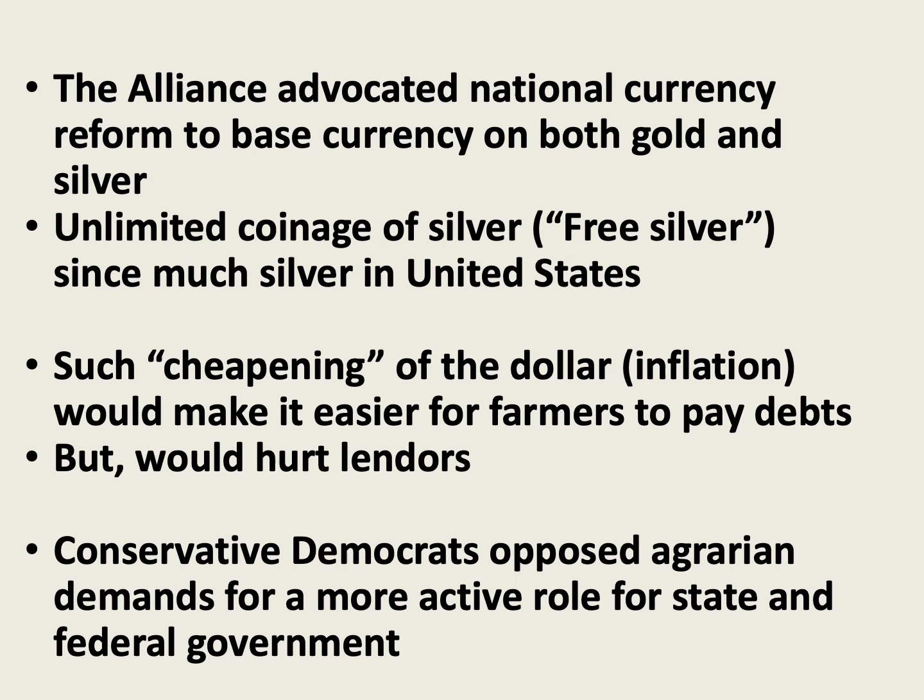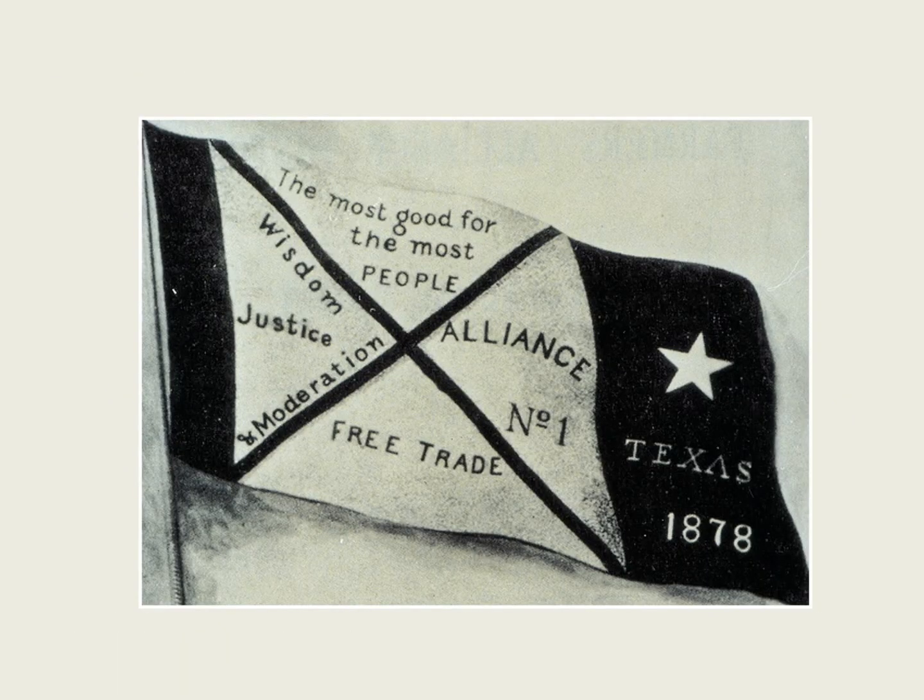on your investment. Now, the conservative Democrats, who generally totally controlled Texas politics during this entire period of time at the state level, opposed these demands for a more active role for the state and federal government. This is a photo of the Farmers Alliance flag they had in Texas, 1878. Free trade, the most good for the most people, wisdom, justice, and moderation. By moderation, they're talking about the consumption of alcoholic beverages, which we'll talk about in a moment.